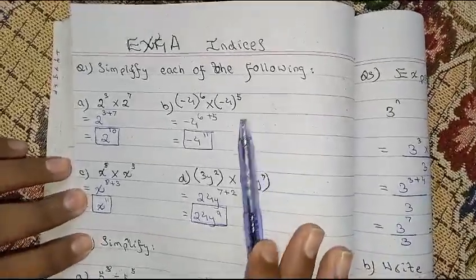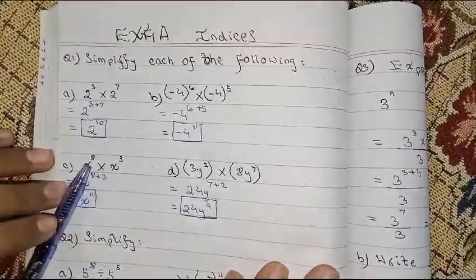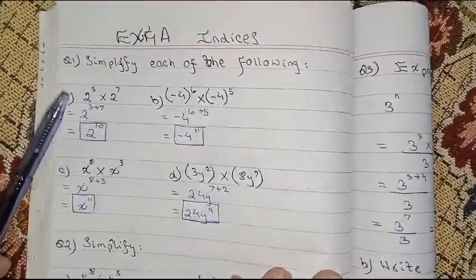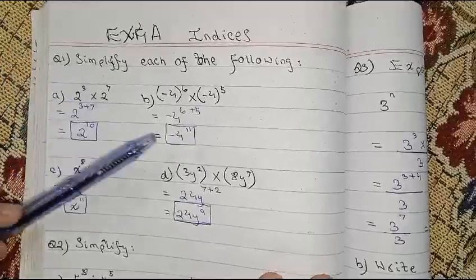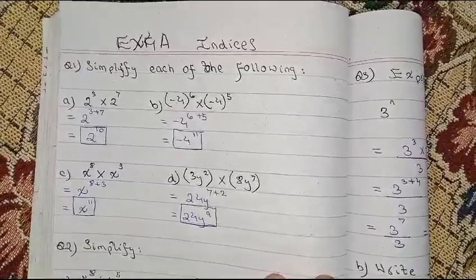Same case in part b, minus 4 power 6 multiplied by minus 4 power 5. The bases are the same, so we can add the powers. So minus 4 power 6 plus 5 will be minus 4 power 11.